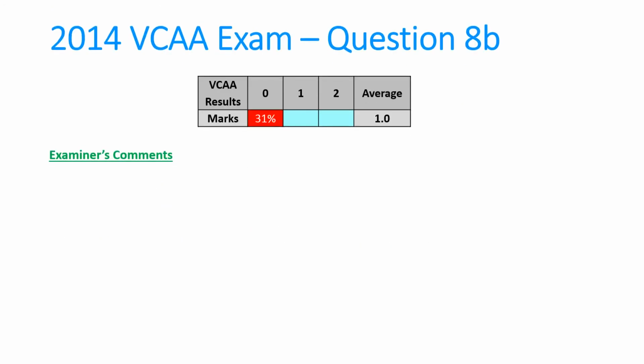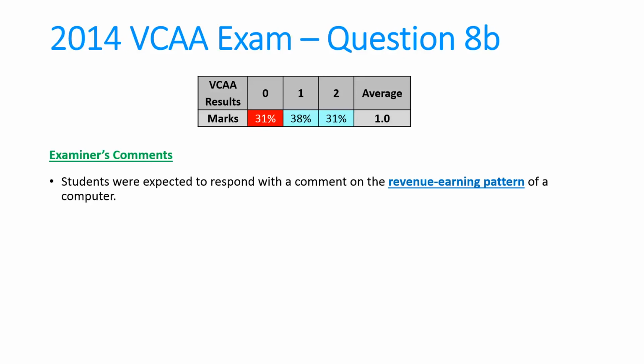Looking at the marks and how people did, 31% of the state got 0, 38% got 1, and 31% got 2. So reasonably well answered. This was towards the end of the paper, so a lot of students wouldn't have got to this or might have left it. Looking at the examiner's comments, it says students were expected to respond with a comment on the revenue earning pattern of a computer.